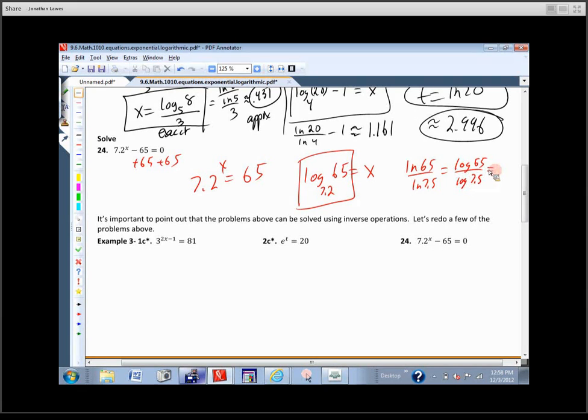We talked about last time, could you mix it? Could you do a log on top and a natural log on the bottom? No, it's got to be the same base on the top and bottom. What did you come up with? What decimal? 2.115? Okay. Is that rounded correctly?